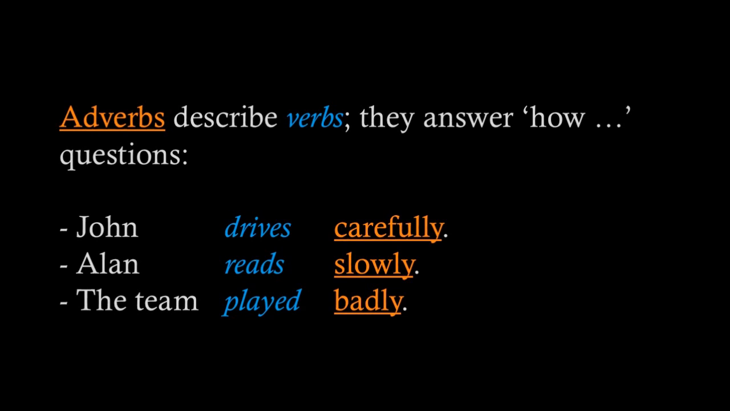Now take a look at the second example. Alan reads slowly. Slowly gives information about the verb reads, the answer to the question, how does Alan read? And the final example, the team played badly. Badly gives information about the verb played. And it is the answer to the question, how did the team play?